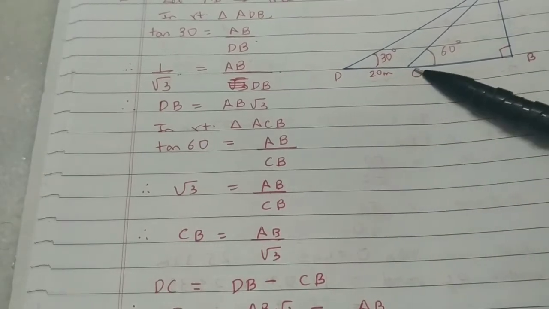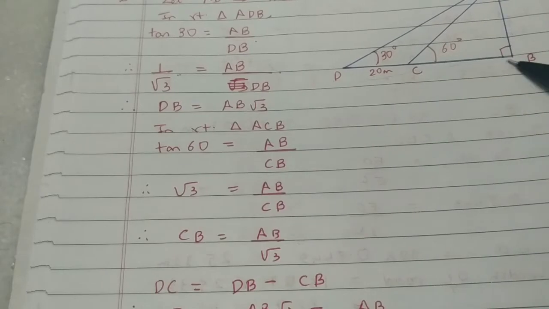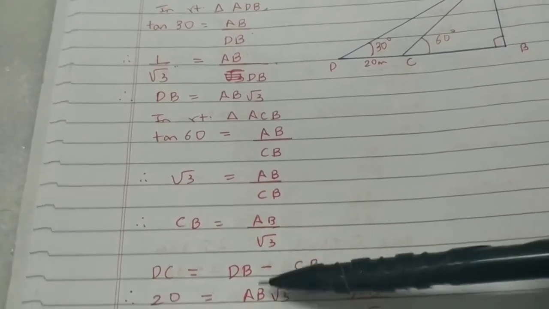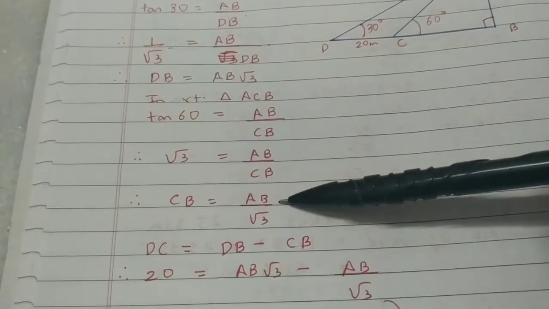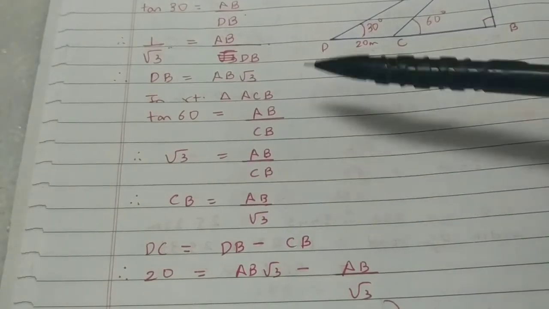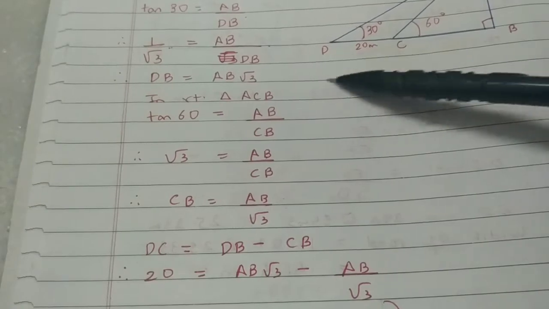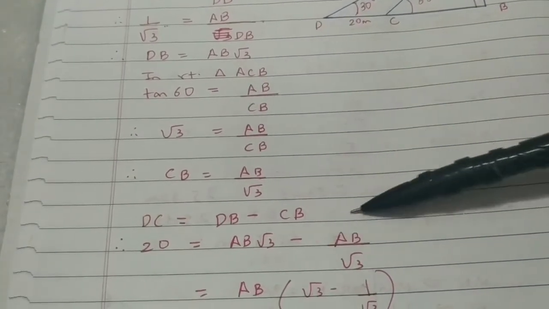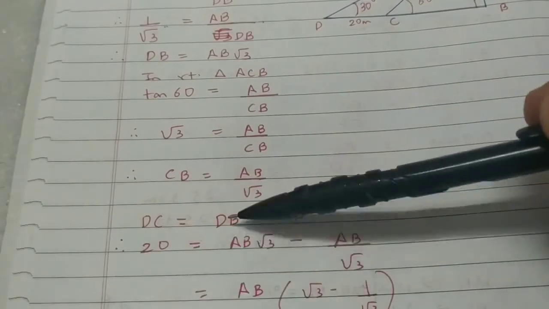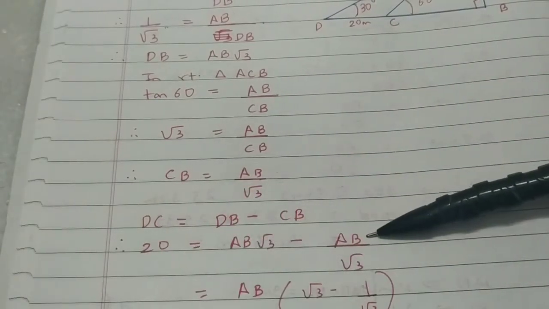Now DC is DB minus CB. Substitute the two values which we've got, AB root 3 from here and AB upon root 3 from here. If you wish, you can give it equation number 1 and equation number 2 and write from 1 and 2. So now we have only one unknown variable, which is AB, which we will find.